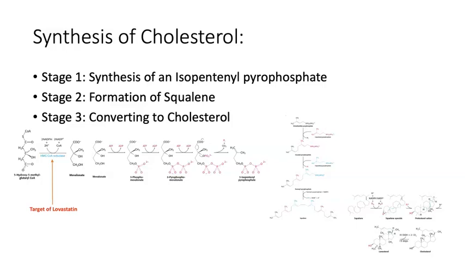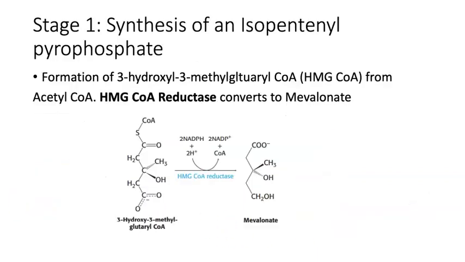The synthesis of cholesterol is in 3 main stages. So stage 1, the synthesis of isopentenyl pyrophosphate. And then stage 2 is going to be the formation of squalene. And stage 3 is going to be converting to cholesterol at the very end. And then later in this presentation, we're going to focus on lovastatin and how it will target a specific part in order to inhibit the formation of high cholesterol.